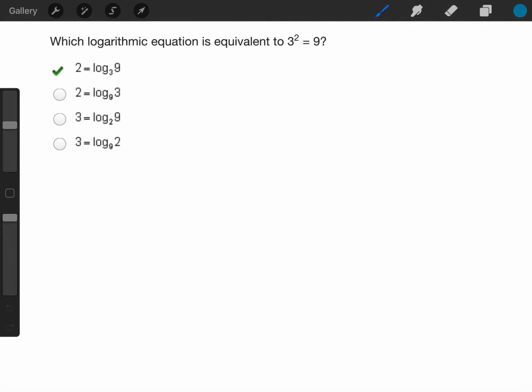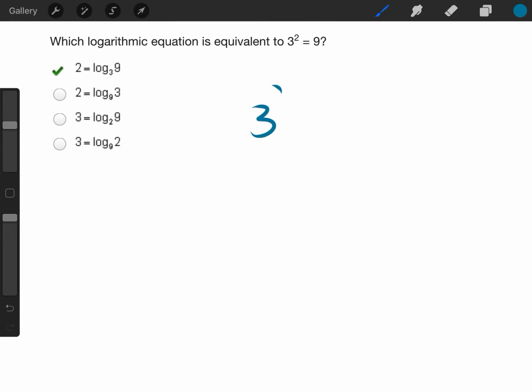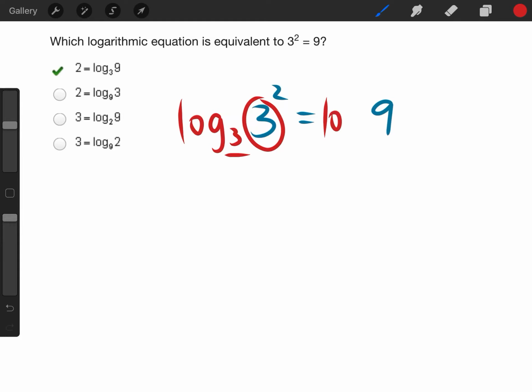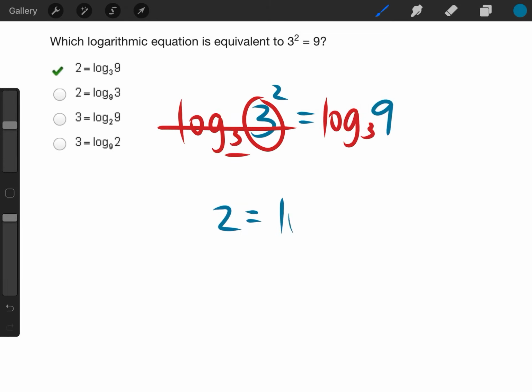All right, which log equation is equivalent to that? So 3 squared equals 9. What you're going to do is put log base 3 on both sides because I see the base is 3. You want to use log base 3 on both sides. That allows you to cancel out the base 3. So you're going to get 2 equals log base 3 of 9. So choose the first one.